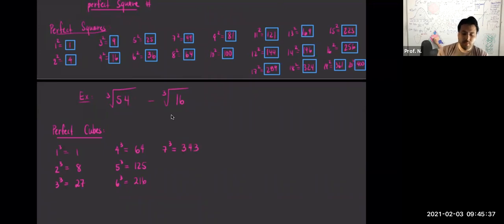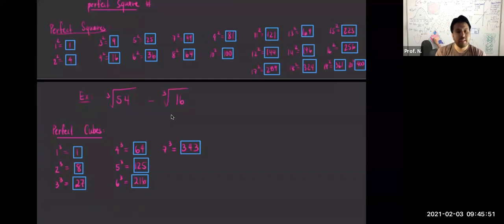So what is it now? Why do these numbers matter? Why do I care about the perfect cubes? How helpful is it now that I know these numbers? What's the idea? Right, so we're dealing with cube roots. So we have to break them down. That's right. So then how do I break it down? What am I looking for in this case?